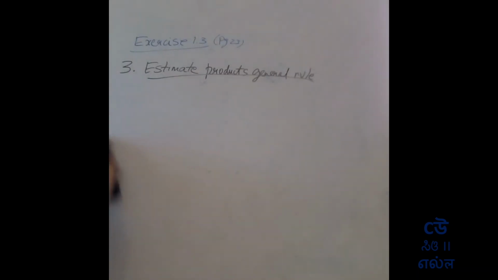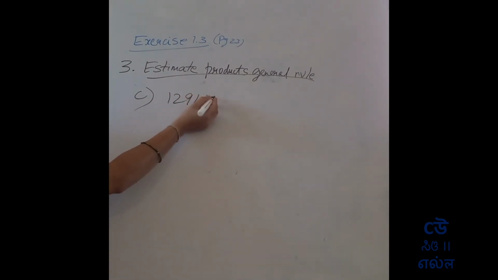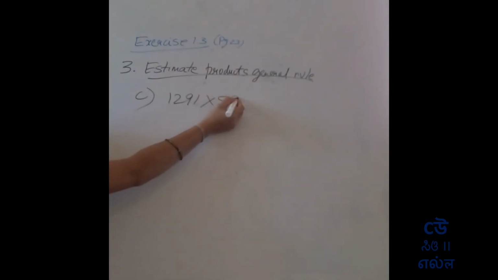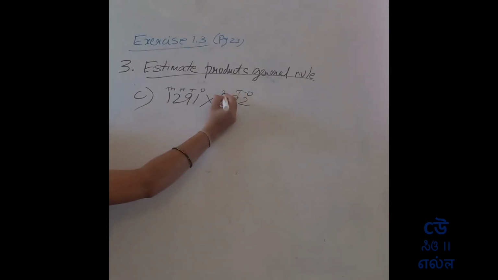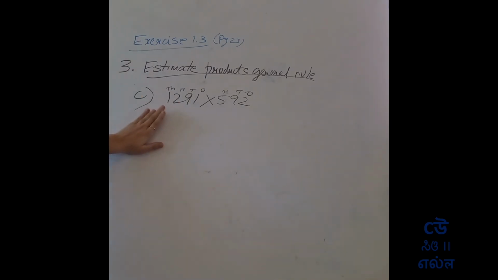Next third problem. 1291 into 592. Okay, you have your ones, tens, hundreds, thousand. Here also we have ones, tens, hundreds. See children, in addition, subtraction and all, you will see the equal place. Like if you have thousands place here, and here also you have thousands place, then you will round off both the numbers to thousands place. Otherwise, if you have hundreds place here and you don't have thousands place, like that you round off to hundreds place.